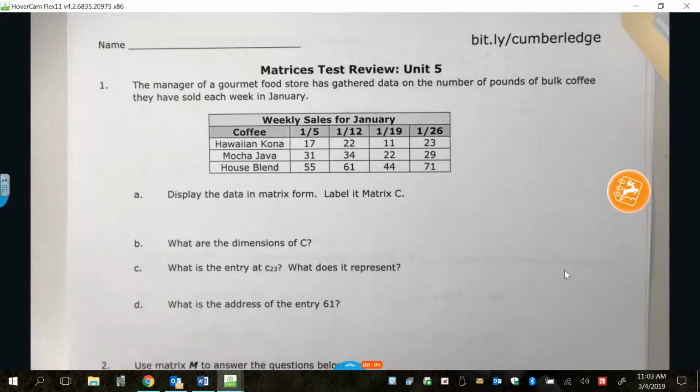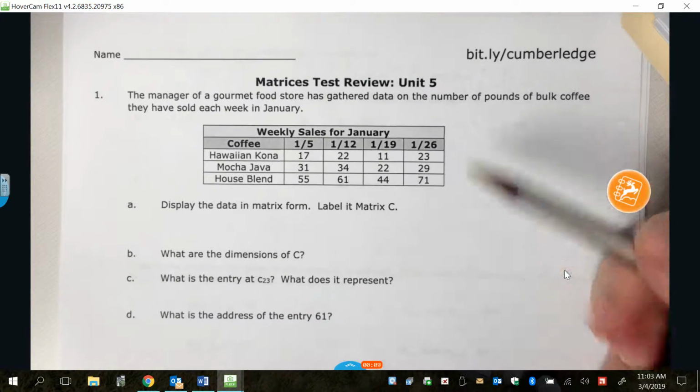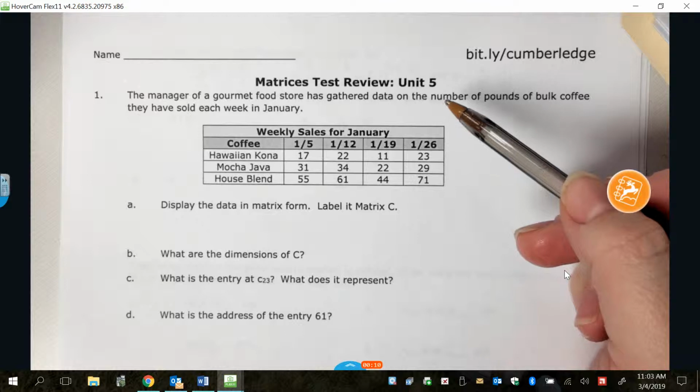Alright guys, test review for unit 5. The test is Thursday, sorry, not tomorrow.